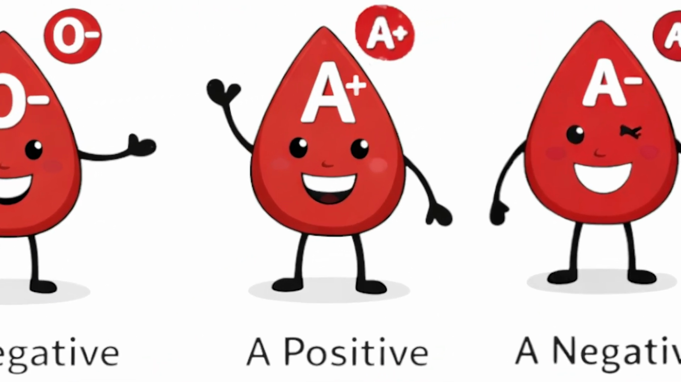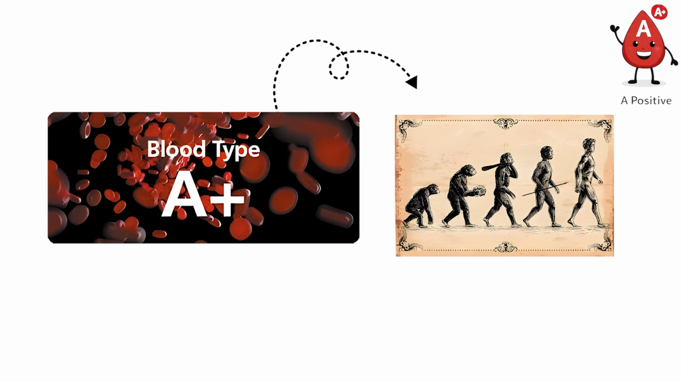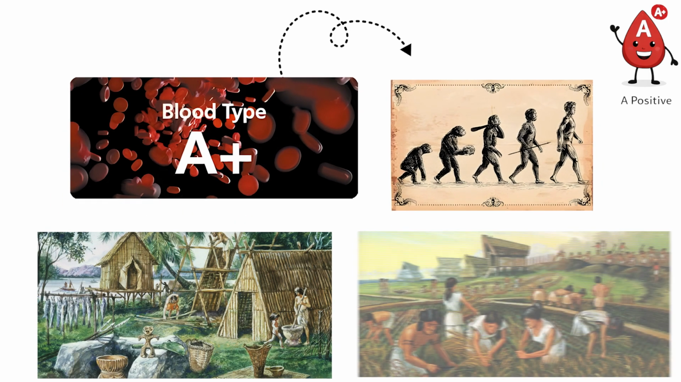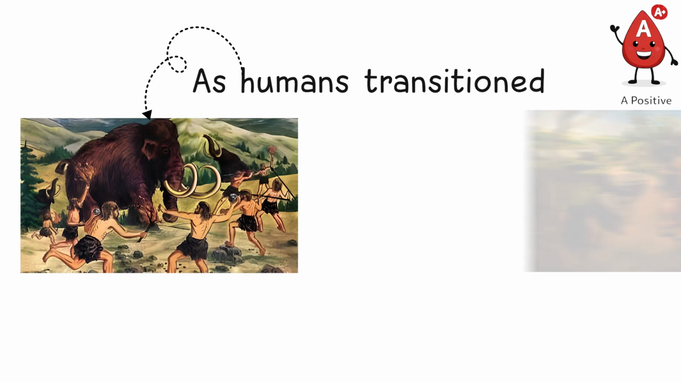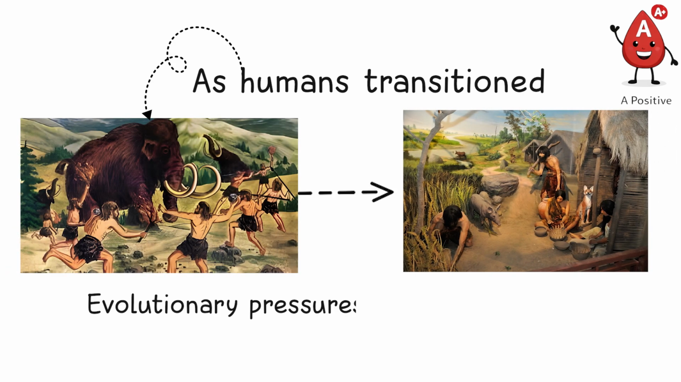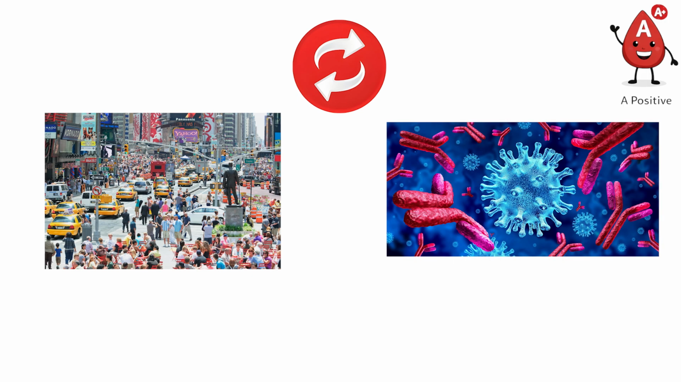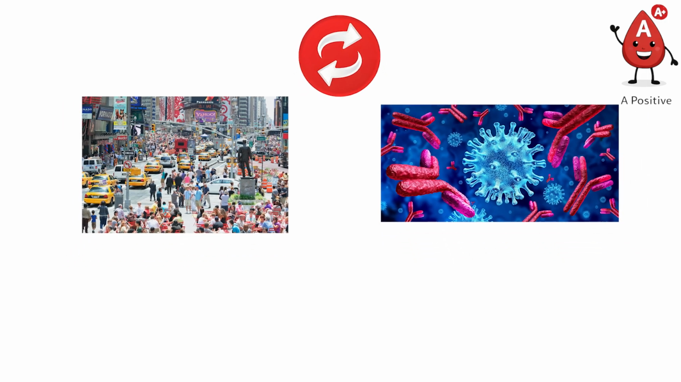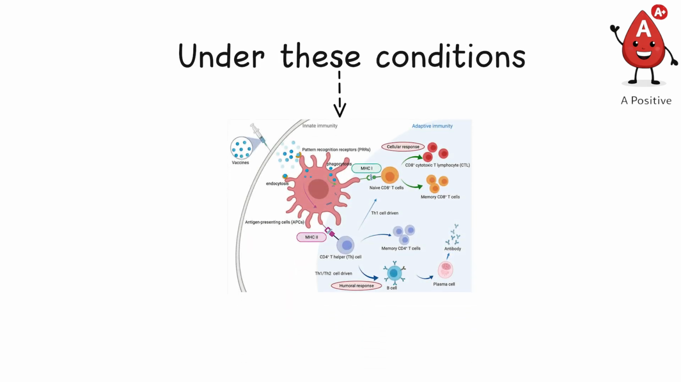A positive. Type A positive blood emerged much later in human history, coinciding with the Neolithic Revolution and the rise of agriculture. As humans transitioned from nomadic hunting to permanent settlements, evolutionary pressures shifted dramatically. Dense populations meant repeated exposure to the same pathogens, longer lifespans, and increased risk of chronic inflammation. Under these conditions, aggressive immune responses became detrimental.